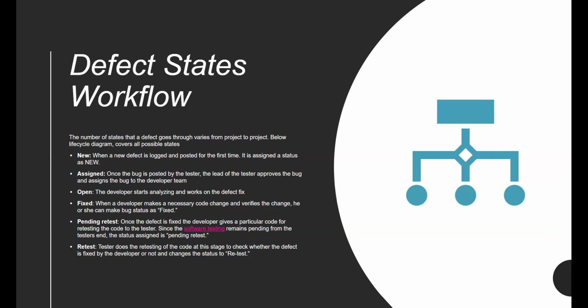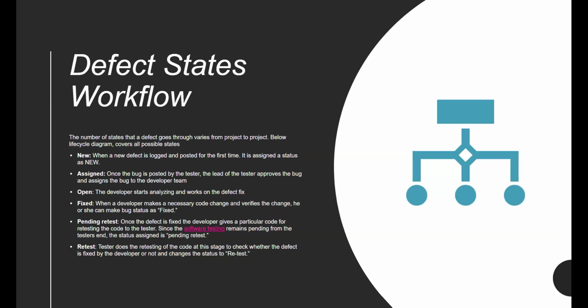All right, so defect state workflow. The number of states that a defect goes through varies from project to project. So this is a new phase. When a new defect is logged and posted for the first time, it is assigned a status as new. Like the example I gave, you're testing the login feature and you're not able to log in because the login button is not working. So when you first log it, it's actually new, right?